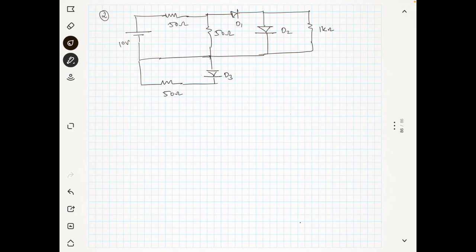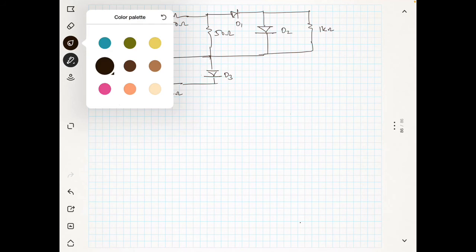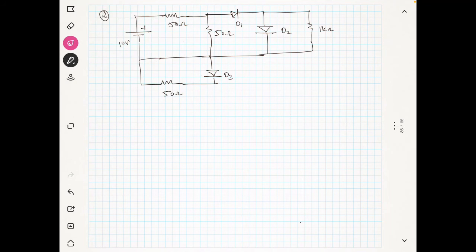You can see here the positive of the battery is connected here. The positive of the battery is connected to the p-type semiconductor, so the diode D1 is in on state and D2 is in on state. Now you can see here this negative is connected to the p of D3, so D3 is in off state. Since D3 is off, there is no current through that.